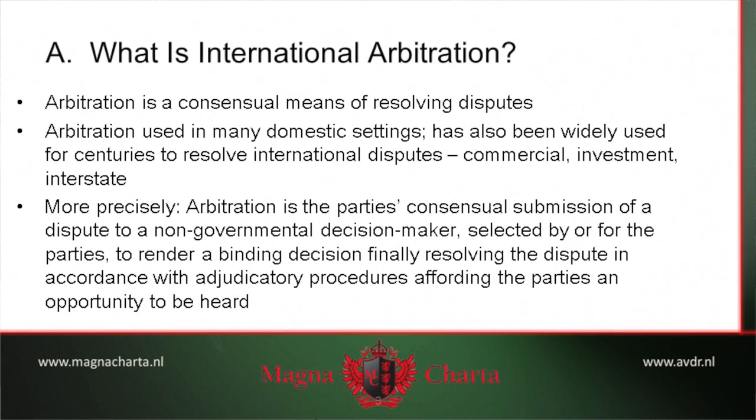What is international arbitration? Arbitration, as we know from both domestic and other settings, is a consensual process, a process of consent by which parties agree to a particular means for resolving their disputes. Arbitration is used in numerous domestic settings. It's been widely used over the centuries in all sorts of contexts: commercial, trade associations, religious groups, institutions of other sorts. It's also been used for investment and state-to-state arbitration, both historically and presently.